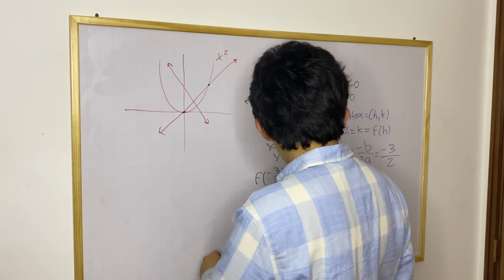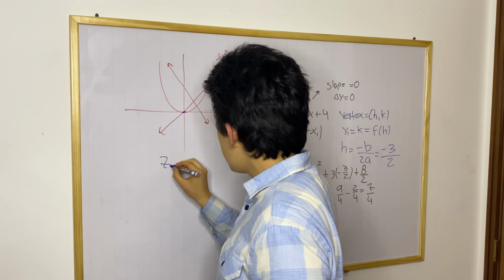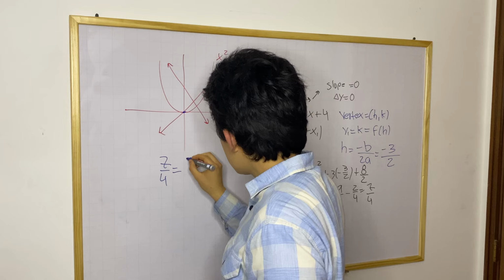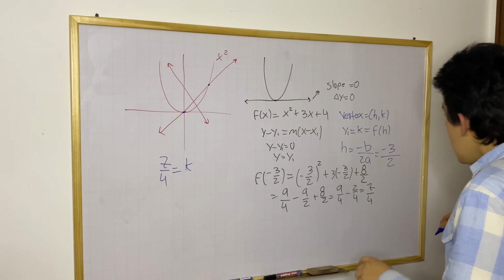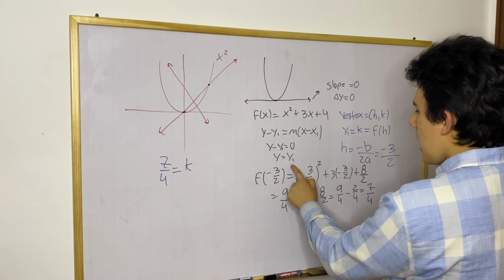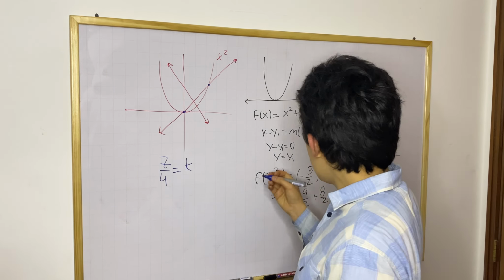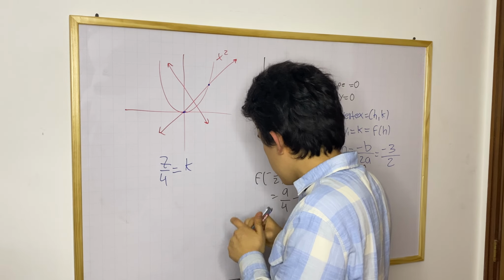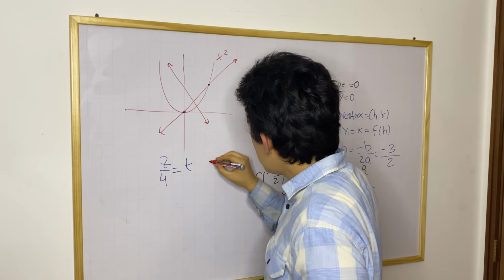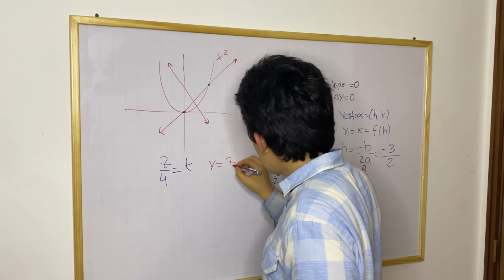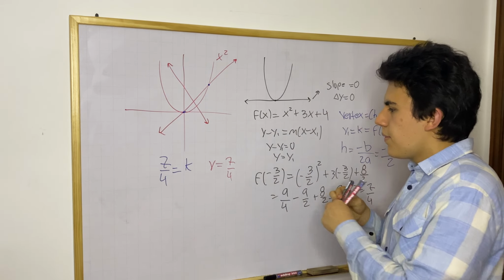And we keep going with blue. 7 over 4 is equal to k. And now we know that k is the number that we're looking for in the equation of our line. And that's going to be pretty simple. So the line that we're looking for is going to be y is equal to 7 over 4, okay? That's pretty nice.